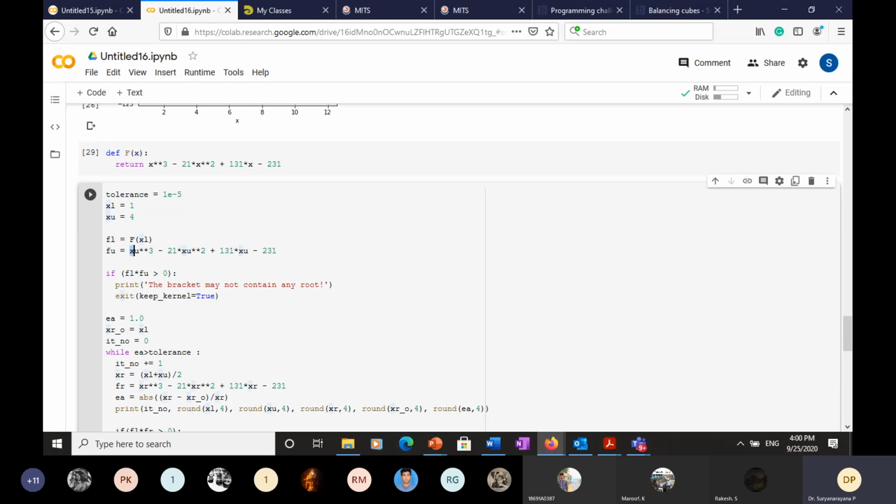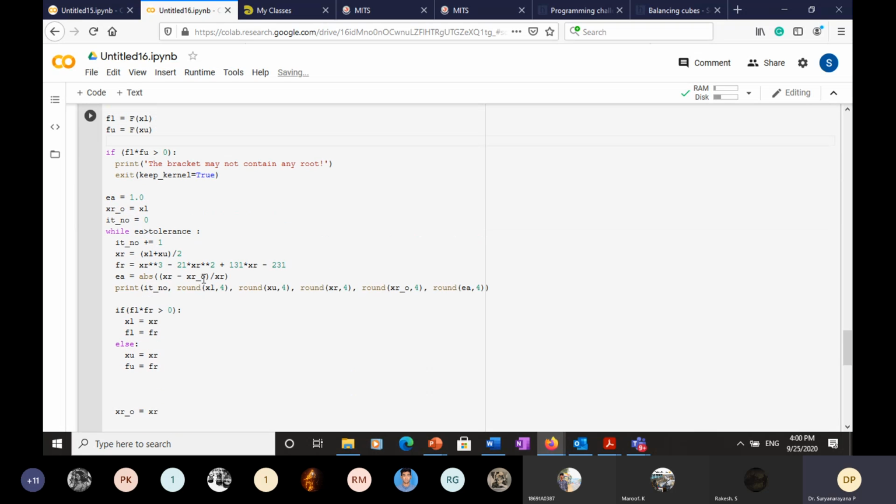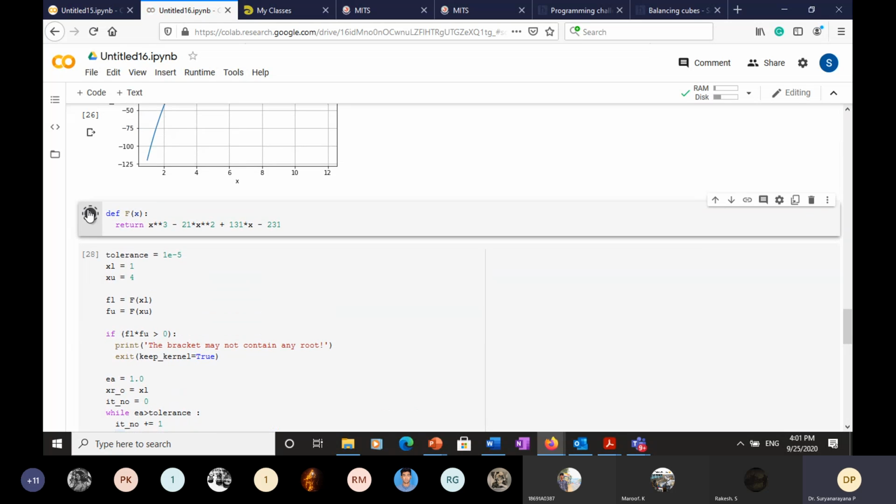And similarly here, I don't have to write the entire function. I'll simply say f of xu. If you remember Python, whenever it comes here, this is a function call, it goes there and evaluates the function using this xl value. Here it uses the xu value to evaluate the same function. Okay, doing it that way, again here. And here it's going to be f of xr. That's a very important thing we have to do.